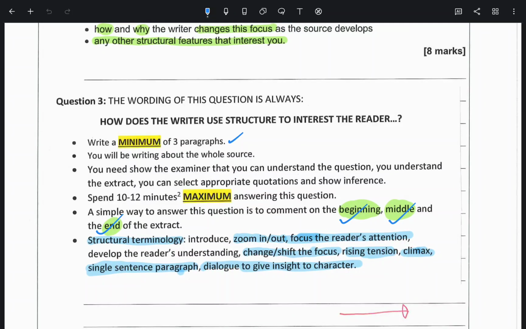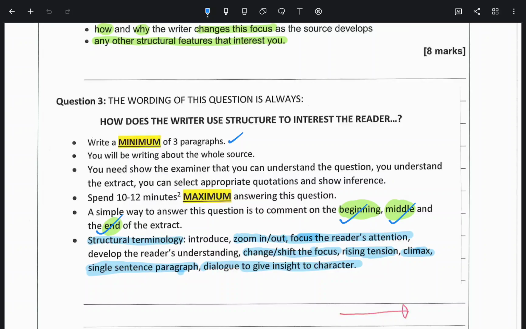So just some top tips for you to remember. What are you expected to do? The first top tip is to write a minimum of 3 paragraphs. To make it simple and easy for you, 1 on the beginning, 1 on the middle, 1 for the end. You will be writing about the whole source. You need to show the examiner that you understand the question, you understand the extract, you can select appropriate quotations and show inference. And you should spend 10 to 12 minutes maximum answering this question. So don't overdo it and spend 15 to 20 minutes, because that way you will fall behind with the other questions.